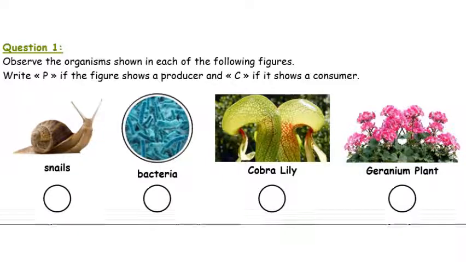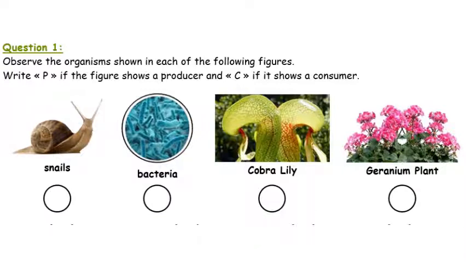We were talking about patterns of nutrition in plants. We said that there are different ways that plants follow to get the energy they need from the food. We have green plants, producers, symbiotic plants, and carnivorous plants. In question number 1 in here, we have to observe the organisms shown in the figures and then write P if the figure shows a producer and C if it shows a consumer.